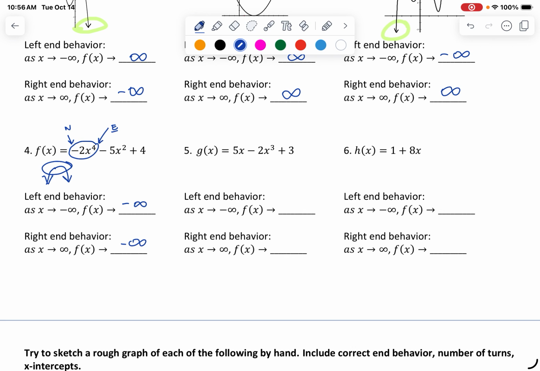All right, looking at the next one, it's not in standard form. It's expanded, but it's not written from highest exponent to lowest exponent. So I would say do that, but if you look, you can just grab it.